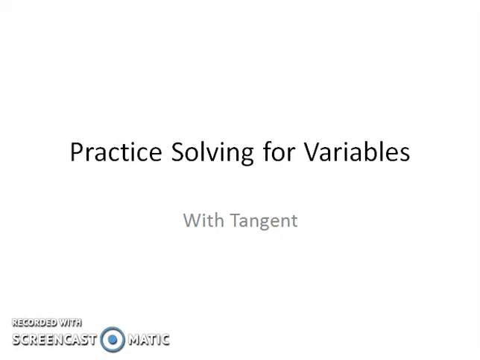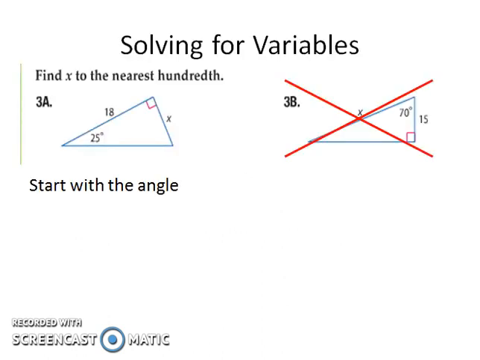Back to tangent, we're going to practice solving for different variables using the tangent equation in these examples. So in this example in your notes, you have to find x to the nearest hundredth. There's another problem in there that I want you to cross off because it's not set up for tangent. So let's start with the angle.